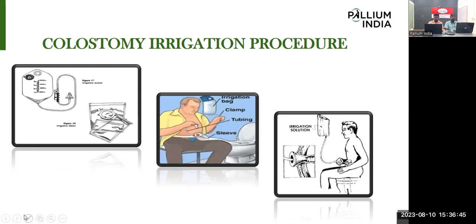If we keep the irrigation bag too high, the gravitational force will also be too high. When the gravitational force is high, it will cause colicky pain, and the patient will also feel abdominal cramps. So we need to keep the height of the irrigation bag in mind, and we need to educate the patient for practicing.